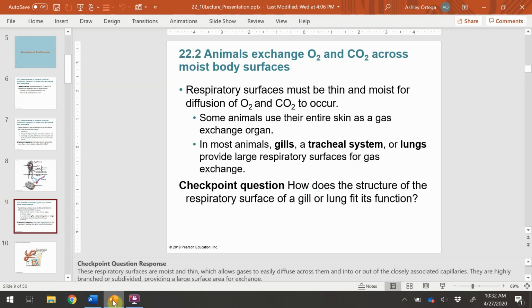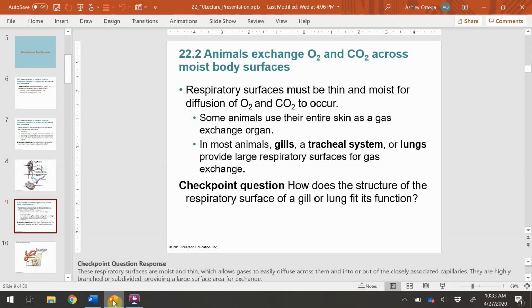Right. So in terms of the surface where it exchanges gases, those respiratory surfaces must be thin and moist for the diffusion of oxygen and carbon dioxide to occur. If you remember from Biology 1, looking at membrane transport, oxygen and carbon dioxide can pass through the phospholipid bilayer of the cell membrane on their own. And so to do that quickly, the cell must be thin.